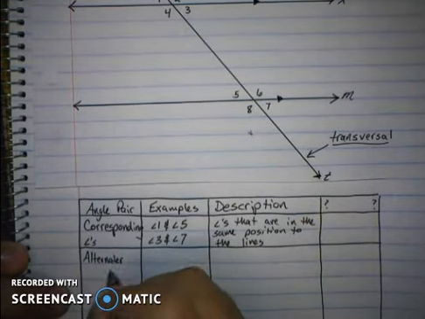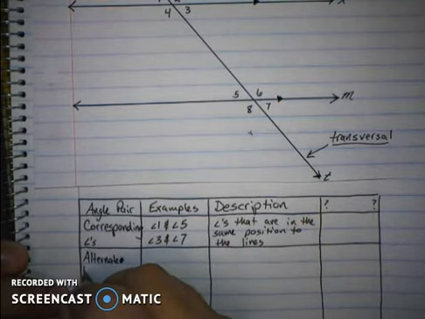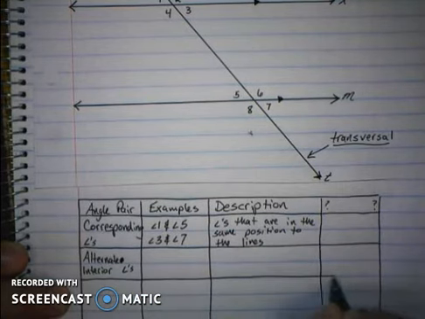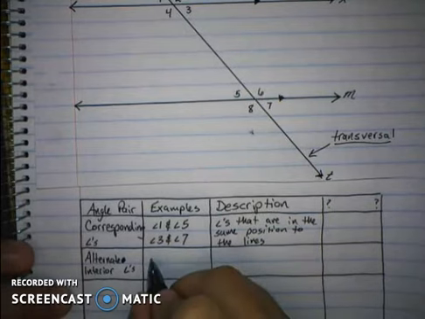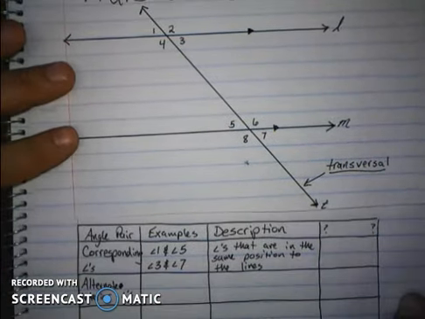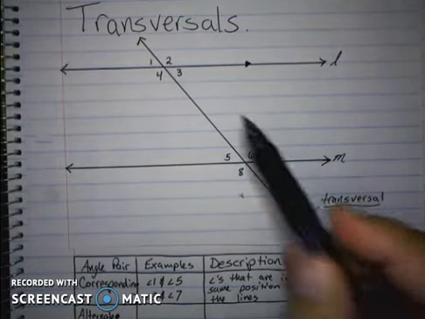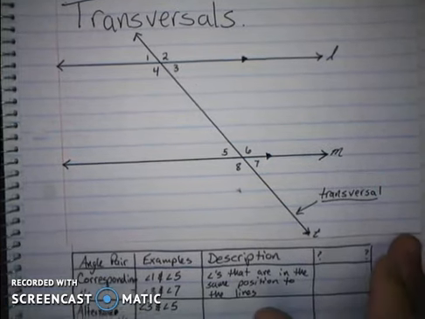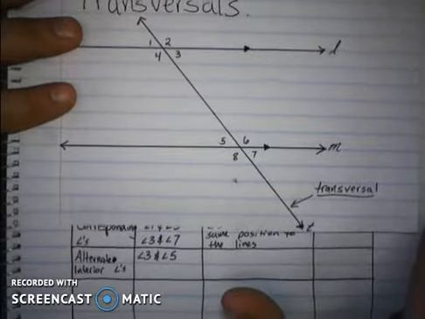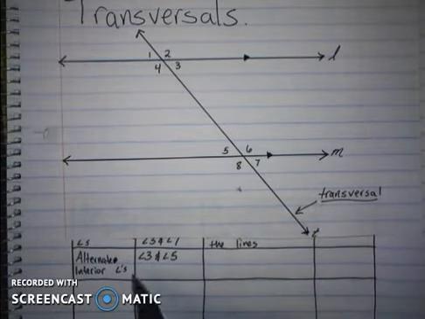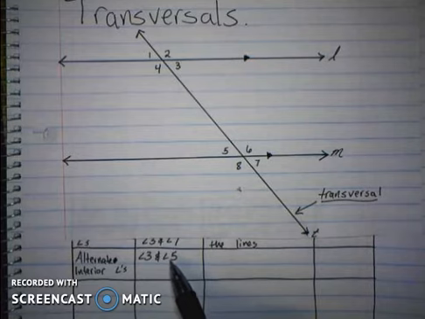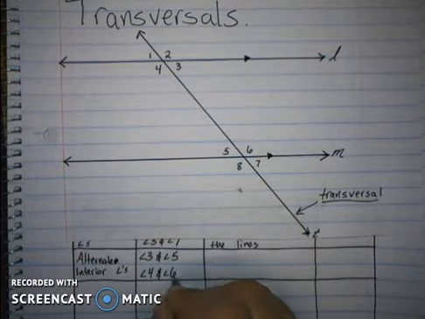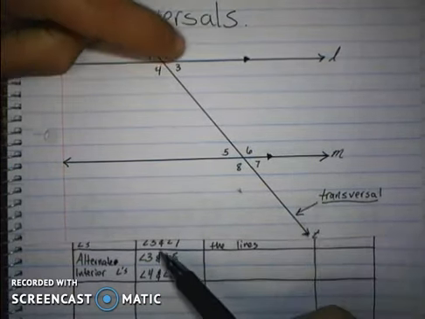Okay, the next angle pair we get are called alternate interior angles. So let me give you some examples of alternate interior angles. Angle 3 and angle 5 are alternate interior angles. Cover up our table a little bit. Alternate interior angles are angles 3 and 5. And then we have another pair, angles 4 and 6, are alternate interior angles.